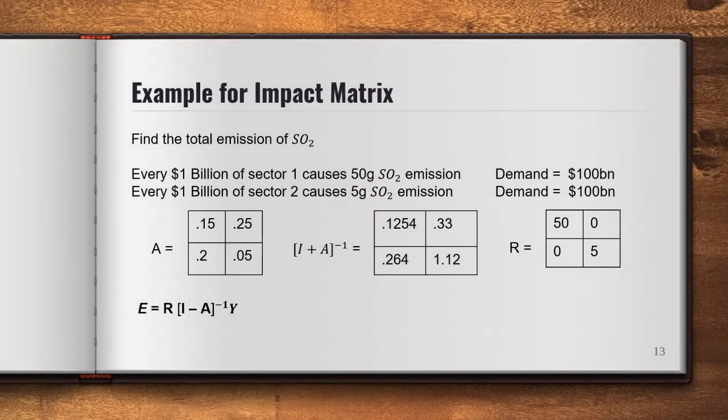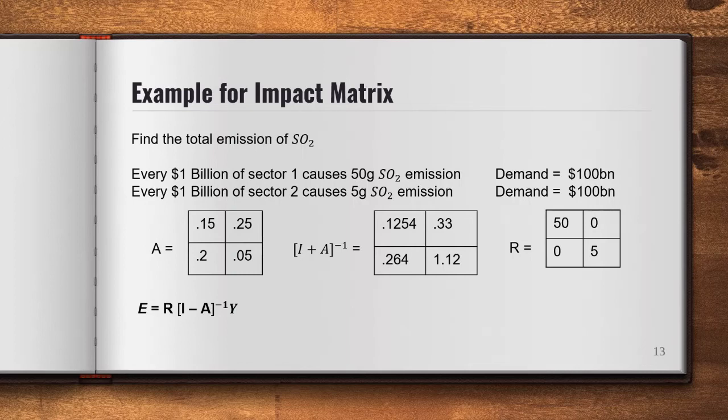Hello. So this is an example for the impact matrix, and let's say that we need to find what the total emissions of sulfur dioxide is going to be. The data that is given to us is that every $1 billion of sector 1 causes 50 grams of sulfur dioxide emissions, and every $1 billion of sector 2 causes 5 grams of sulfur dioxide emission.